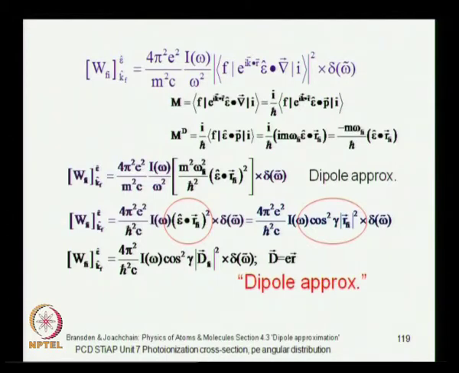So whenever you set e to the i k dot r equal to unity, and when are you going to do it? You will do it for large wavelengths, when r over lambda is small, and e to the i k dot r, which is a power series in r over lambda, can be truncated at the leading term, which is equal to unity.